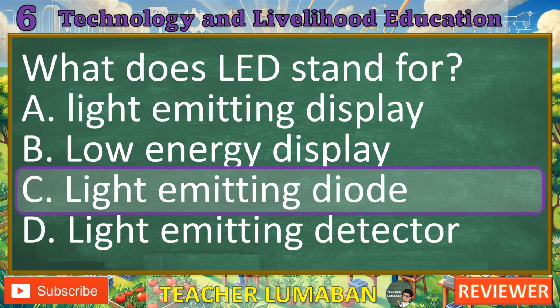C. Light emitting diode, this is correct. An LED is a semiconductor device that emits light when an electric current passes through it, hence light emitting diode. D. Light emitting detector, this is incorrect. LEDs emit light, but they do not detect or measure light.